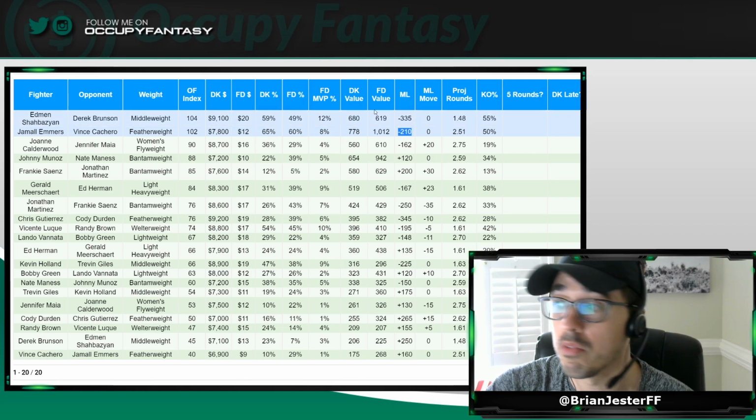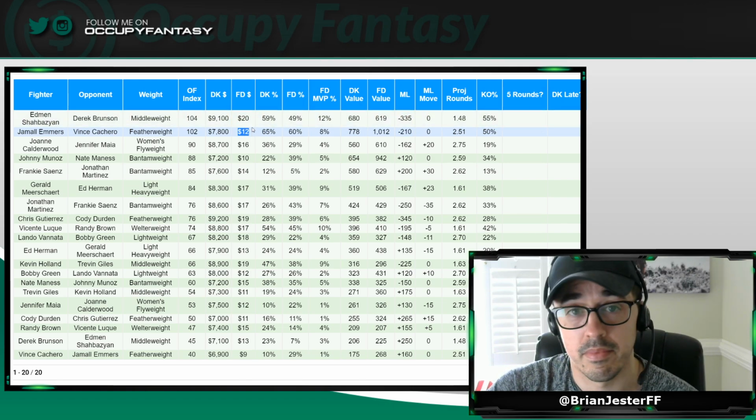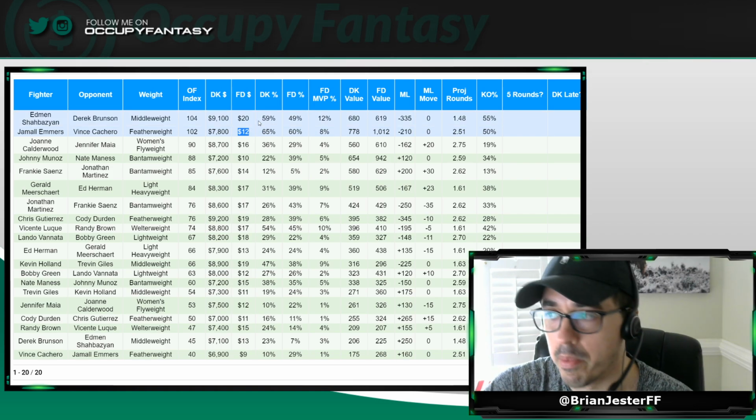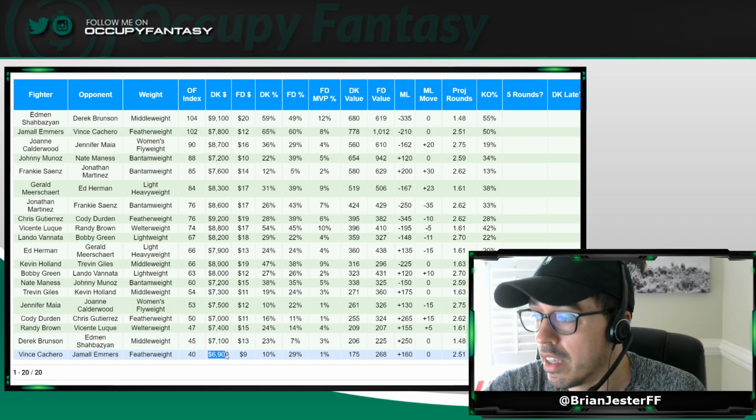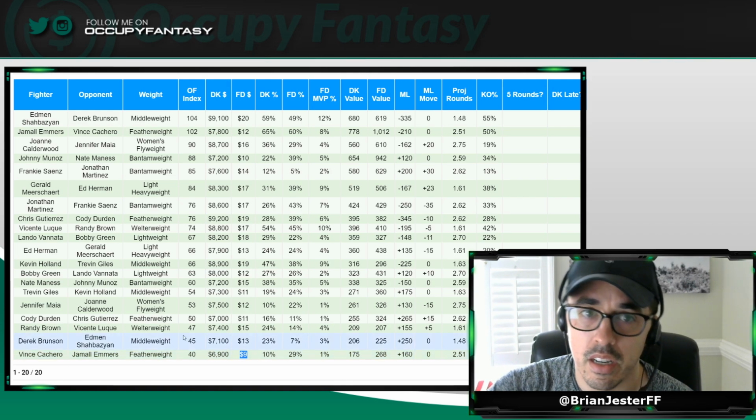Very fair, especially because on FanDuel he's $12 as a minus 210 favorite. Expect him to be very popular. Now his opponent Cachero, meanwhile, 6,900. If he wins, even though he's plus 160, he's $9 on FanDuel.